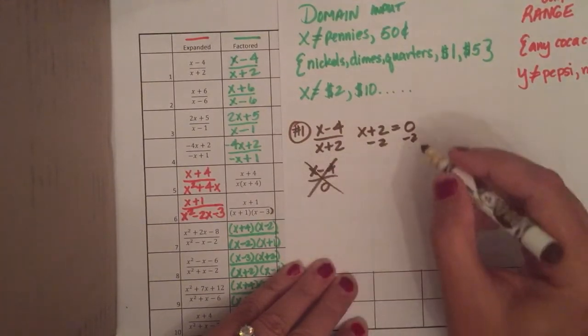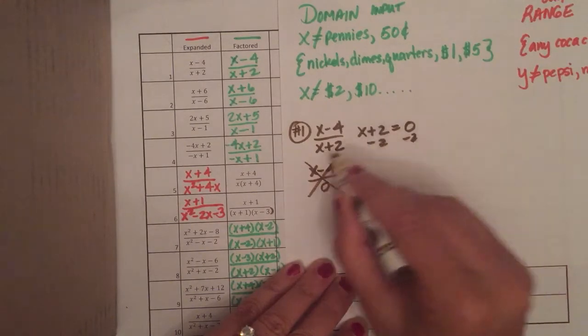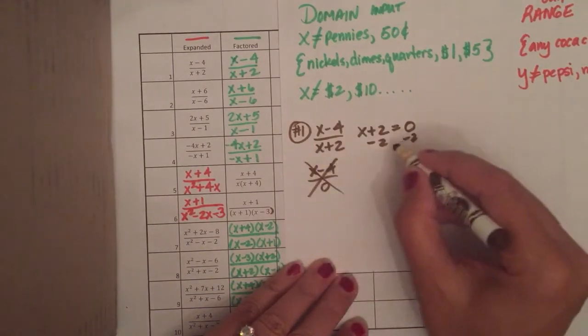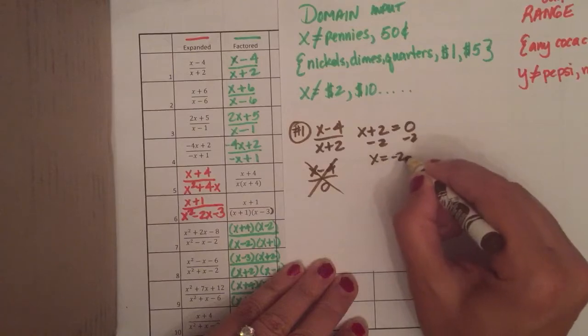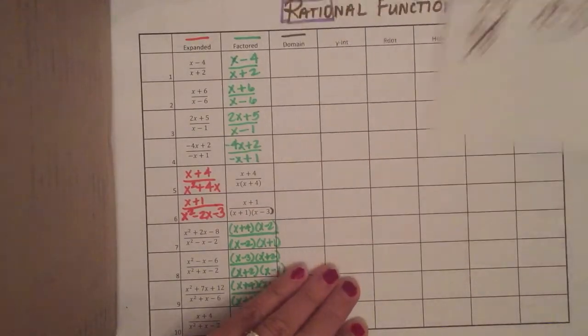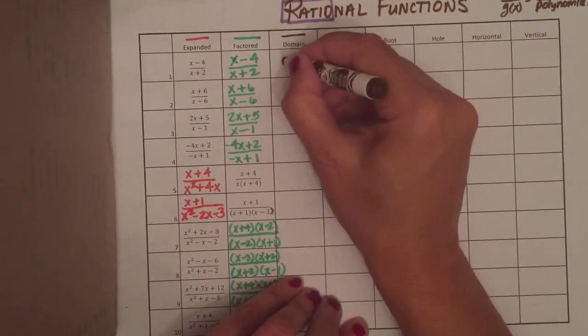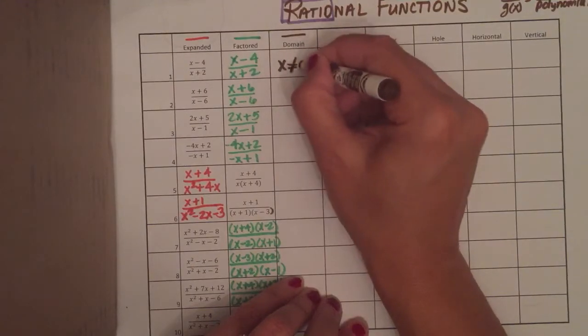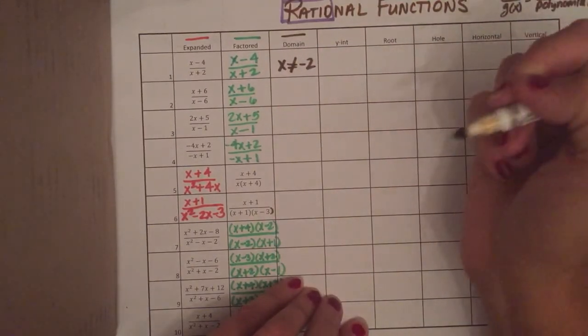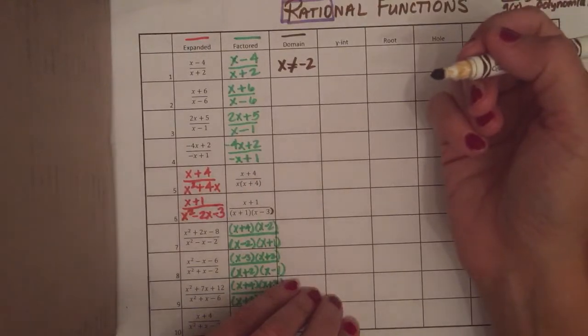and we can't do that. So I have to find out what is the one value that will make this 0. And when I solve it, I get negative 2. So your domain is all numbers, but x cannot equal negative 2. That's all you have to put. X does not equal negative 2.